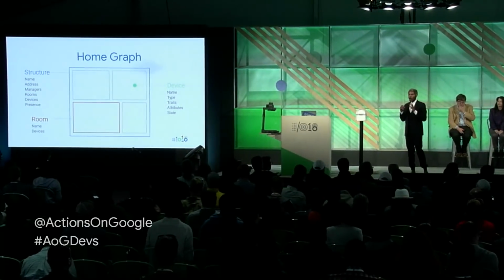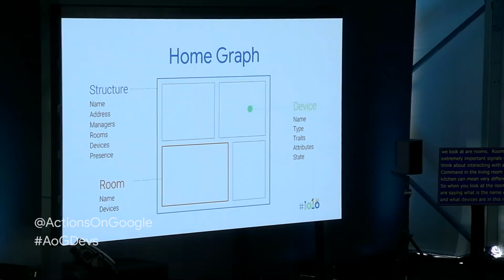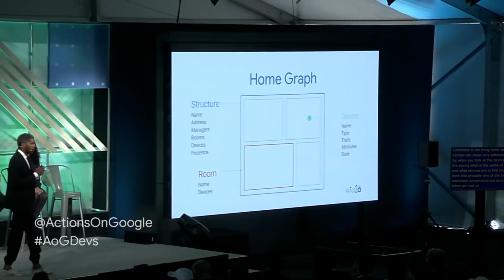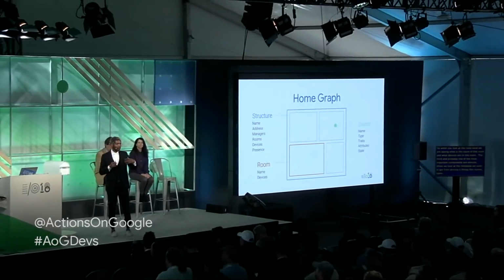Then the next thing that we look at are rooms. Rooms are extremely important signals when you think about interacting with an assistant when it comes to contextual relevance. A command in the living room versus the kitchen can mean very different things. So when you look at the room level, we're saying what is the name of this room and what devices are in this room. The third, and probably one of the most important components, are devices. When we look at the metadata that we want to get from devices, it's things like names, type, trait, attributes, and state. If you combine these three elements, you start to see how we're building our understanding and our contextual relevance to help users get to the exact control that they want.